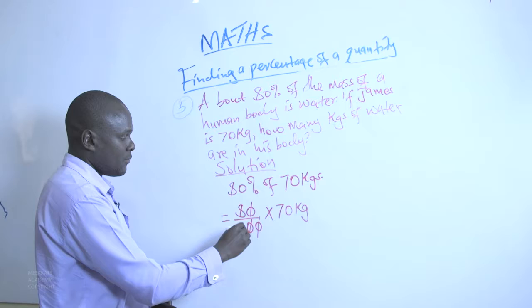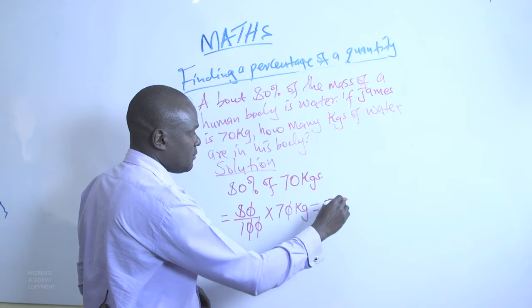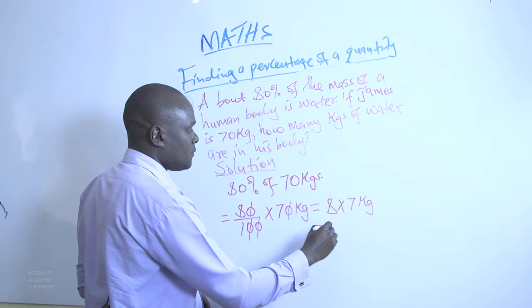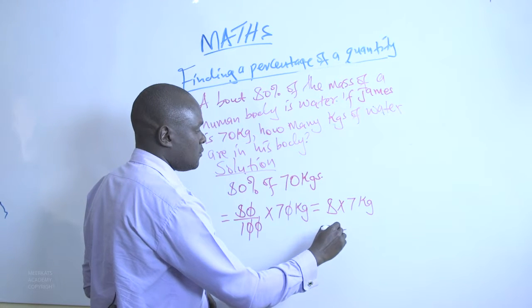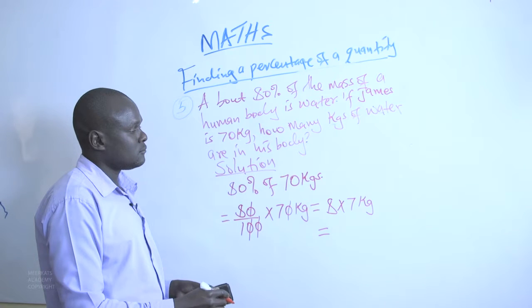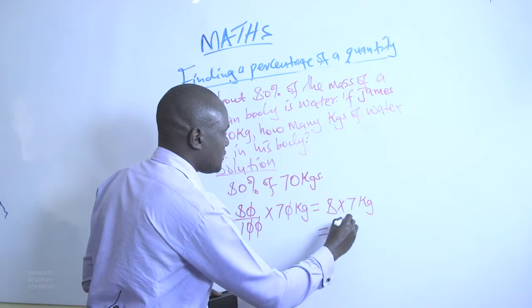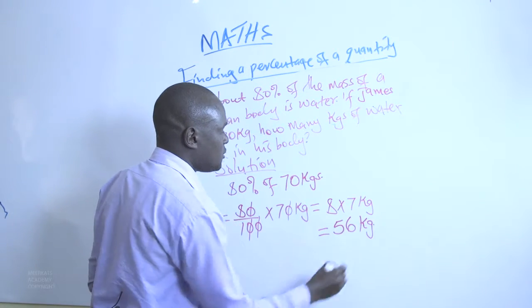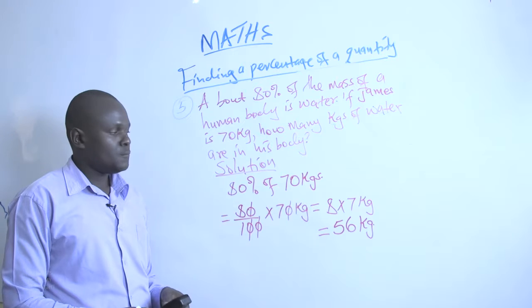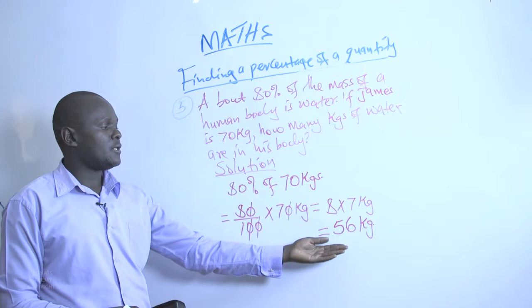This 0 and that will cancel, and this one and that one will cancel, giving us 8 multiplied by 7 kgs, and this will give us 8 multiplied by 7, giving us 56 kgs. This 56 kgs is the amount of water in terms of kilograms contained in James's body.